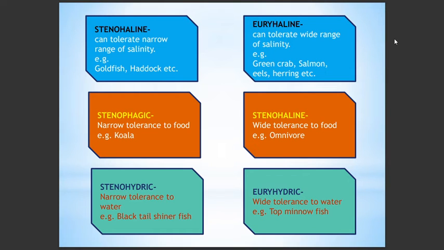Stenohydric, narrow range tolerance to water, like black-tailed shinerfish. In plants, we can give the example of bryophytes. Euryhydric, wide tolerance to water, like top fish, and in plants we can give any angiospermic plant.